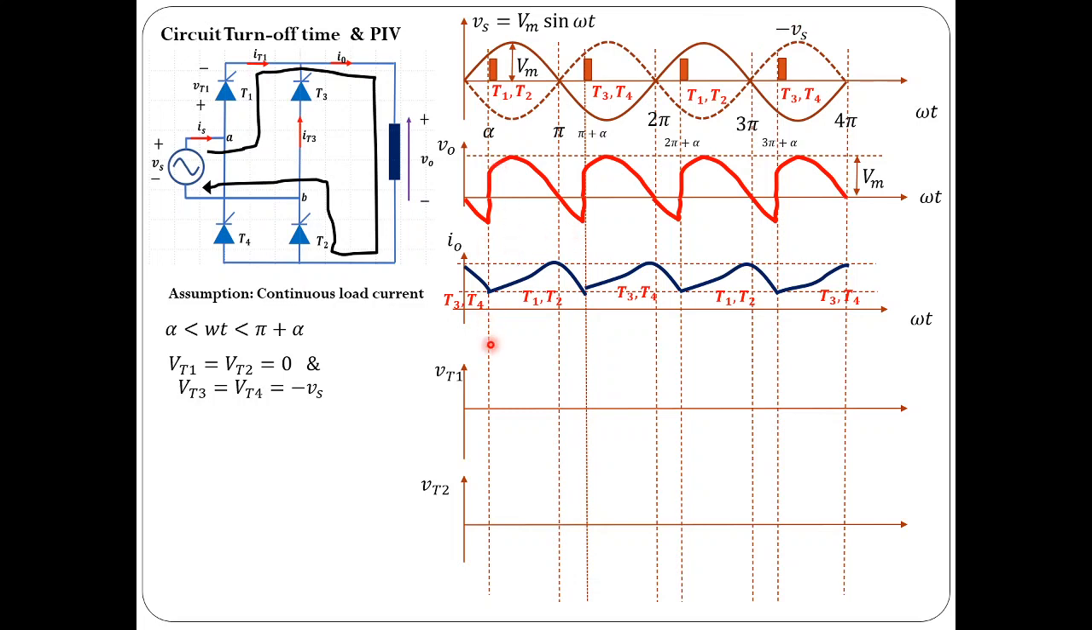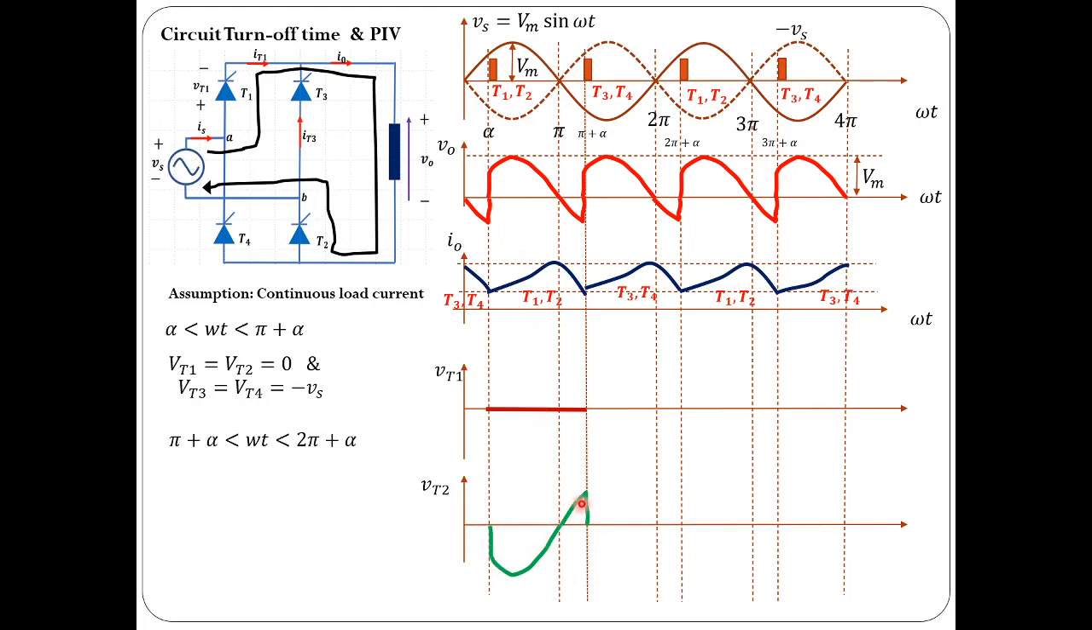So during this period, VT1 and VT2 both are going to be 0, and VT3, I'm sorry, let me make this correction: here it is VT3, it is not VT2. Of course VT3 is the same as VT4. So during this period, from alpha to pi plus alpha, VT3 is the same as minus Vs. So what is minus Vs? That is shown with the dotted line.